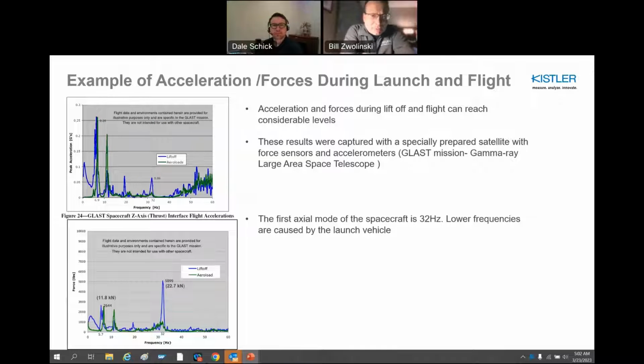Just as an example of what type of acceleration forces could be present during launch and flight, you can see on the two plots to the left that the GLAST mission was specially instrumented to really get some useful data on how these accelerations and forces, what magnitudes are they. And you can see on the acceleration, there are some fairly higher level peaks on the lower frequencies. Certainly, you can see the first axial mode on the spacecraft around 32 hertz. On the force perspective, it's around almost 23 kilonewtons. And the lower frequencies are caused mainly by the launch vehicle.